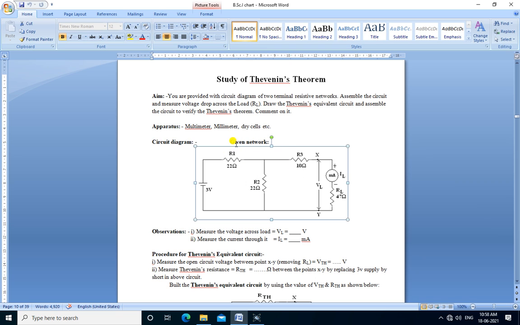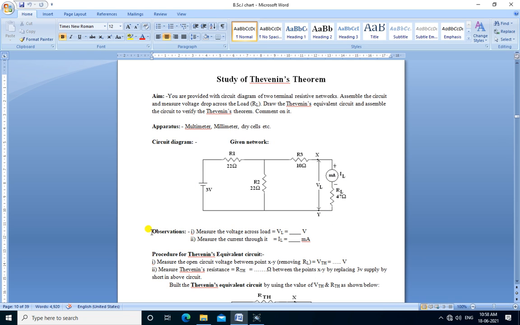So here the circuit diagram is given. It is a two terminal resistive network. It consists of three resistors R1, R2 and R3. The DC power supply is connected between these 2 points, that is a 3 volt DC power supply, and the load RL is connected between these 2 points.